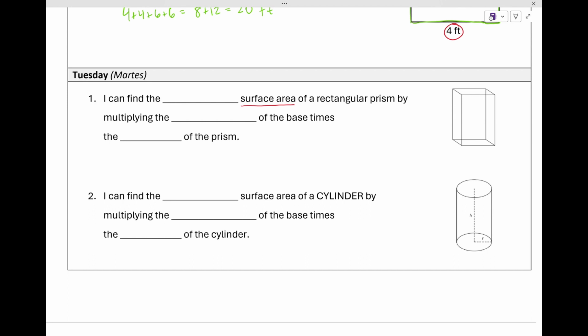In this blank, it's either going to be lateral or total surface area. Remember the two types of surface areas. Let's see if we can figure out which one we're talking about. We want to multiply something of the base times something of the prism.